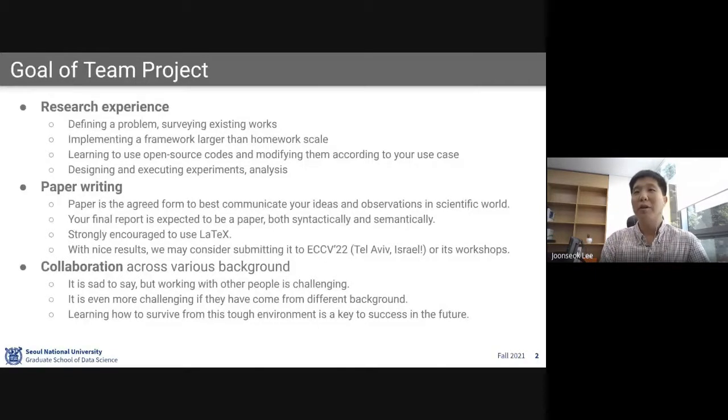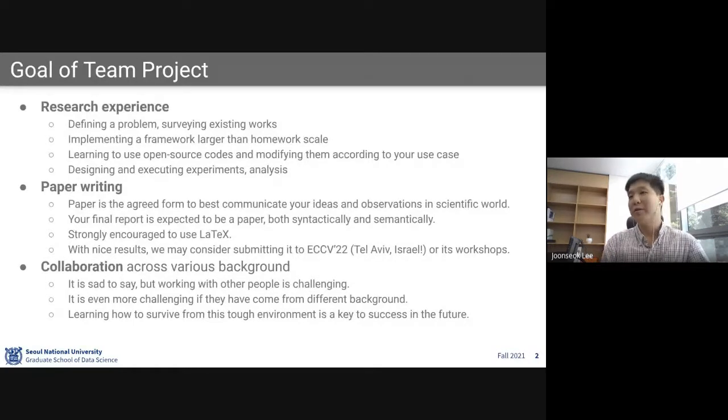And also, this will be a team project of 4 or 5 students in each team, which means you need to collaborate with other students. I know that that's not always happy. Some teams are really suffering from free riders. I know that. But still, it is really important to learn how to collaborate with other people.